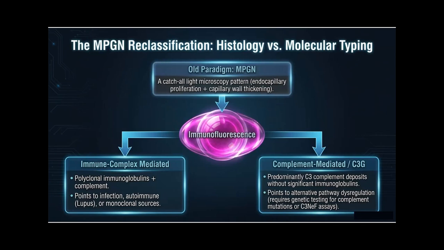Now, MPGN reclassification, histology and molecular typing. The old paradigm: MPGN, a catch-all light microscopy pattern, endocapillary proliferation, capillary wall thickening. You call it MPGN, membranoproliferative glomerulonephritis. Now you subject that person to immunofluorescence, then sort into two groups, immune complex mediated and complement mediated. Immune complex mediated, polyclonal immunoglobulins point to infection, autoimmune, lupus; monoclonal points to a monoclonal source. Complement mediated, predominantly C3 complement deposit, points to alternate pathway dysregulation.